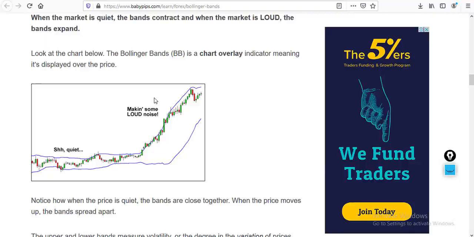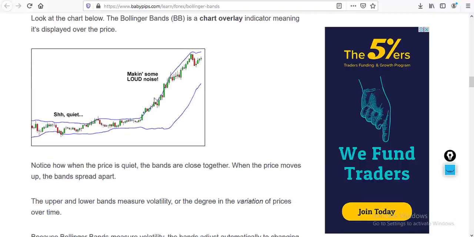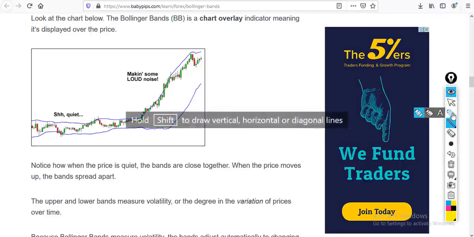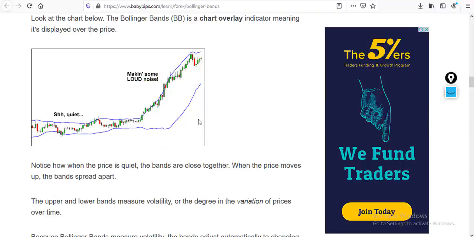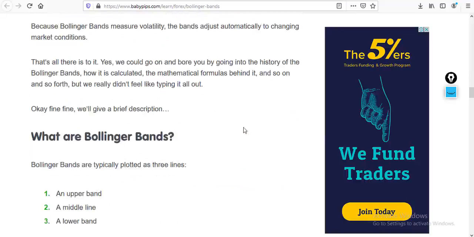Basically that's what the Bollinger bands look like: two lines of moving averages, one at the top and one at the bottom. As you can see, when the market is ranging, the bands contract, and when the market is trending, you see how the bands expand, in this area right here. So that is how the Bollinger bands work. Let's go further to see what we can learn about it.